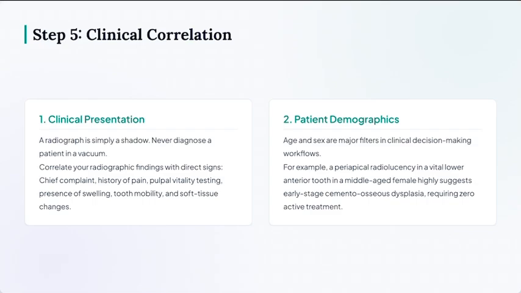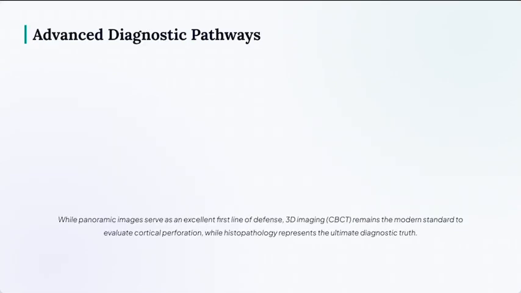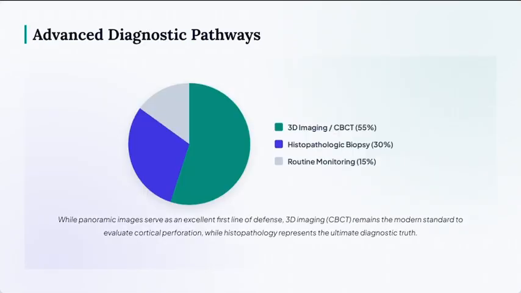For example, a periapical radiolucency in the vital lower anterior teeth in a middle-aged female highly suggests an early stage cemento-osseous dysplasia requiring zero active treatment. So, the advanced diagnostic pathway: 3D imaging like 55%. However, histopathology biopsy 30% and routine monitoring makes up the rest, 15%.